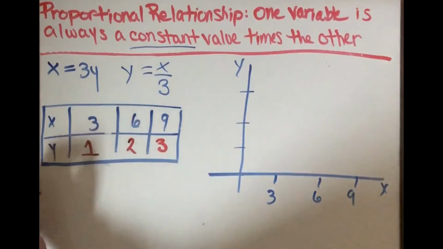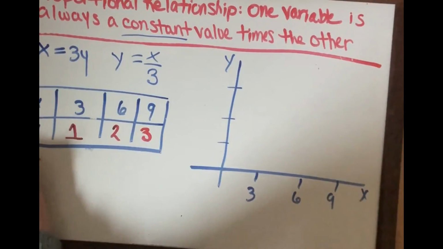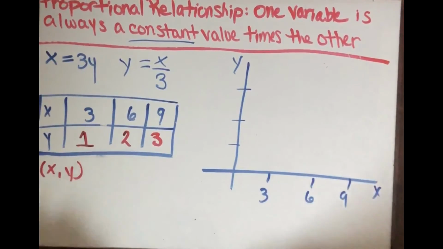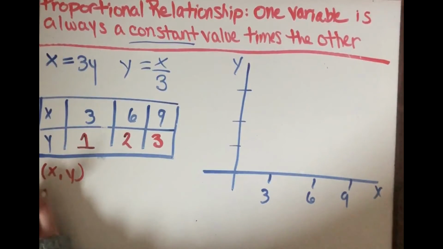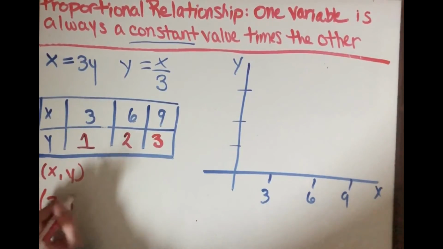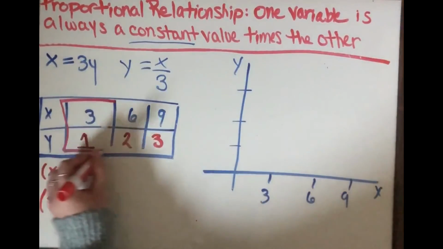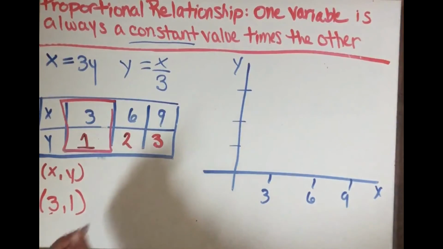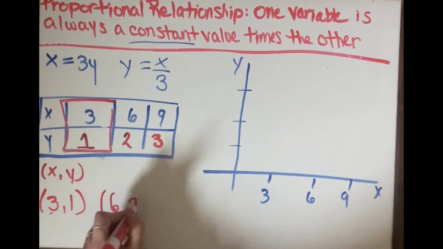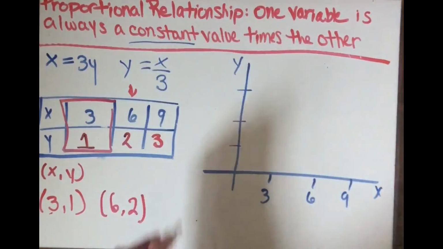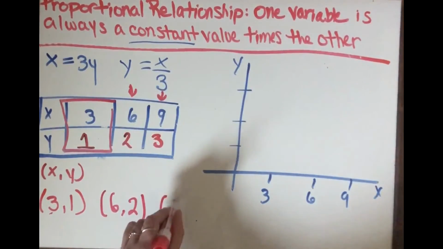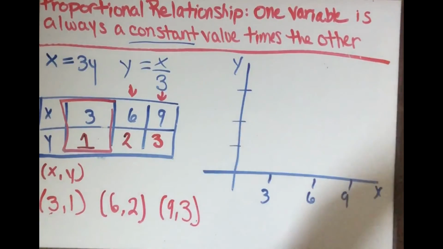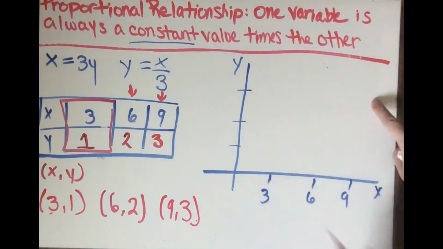So a coordinate has x, comma, y. So our three coordinates that we've created, 3, comma, 1, from the first column, right? Because we have our x goes here, our y goes here. 6, comma, 2 from the second column. And from the third column, 9, comma, 3. Now, we can graph these over here to make a line.